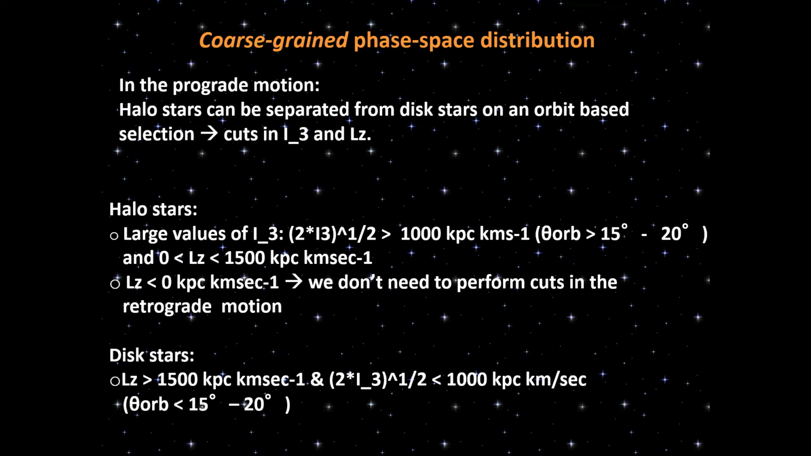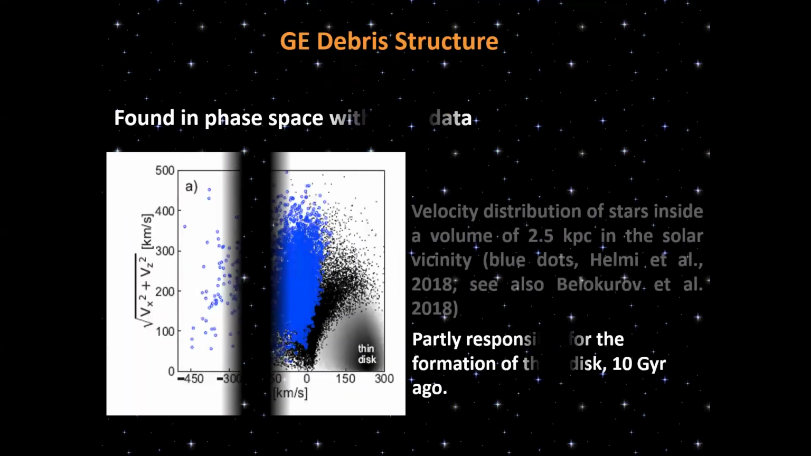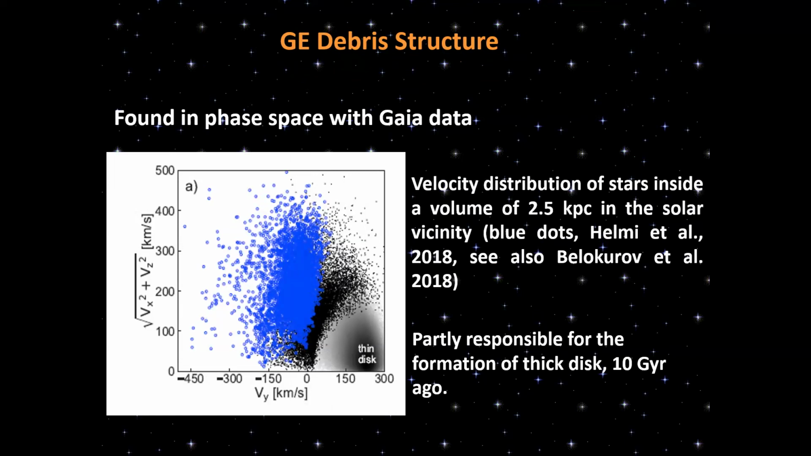In the retrograde, when Lz is less than 0, and so stars are retrograde, we don't need to perform these cuts because they're all halo stars. These stars, on the contrary, have large values of Lz, greater than 1500, and a low value of I3, and the lower orbital angles. So this is the Gaia Enceladus debris structure, and it's a very well-known structure.